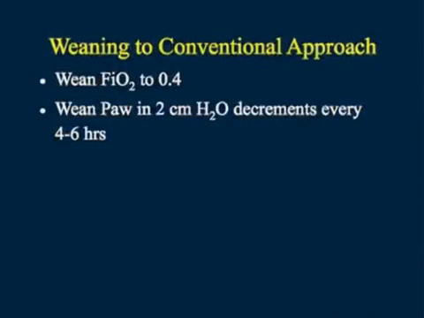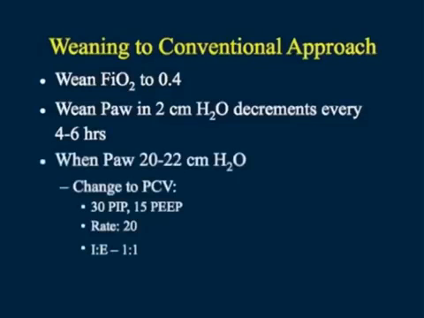So once you reach an FiO2 of 0.4, we decrease the pressure by 2 centimeters from whatever we were. Let's say we were at 34, then we'll go to 32. Between 4 and 6 hours later, we may attempt going lower as long as the patient continues to have adequate oxygenation. Once we have reached a pressure level of 20 to 22 centimeters of water, then we transition to a more conventional mode of ventilation.